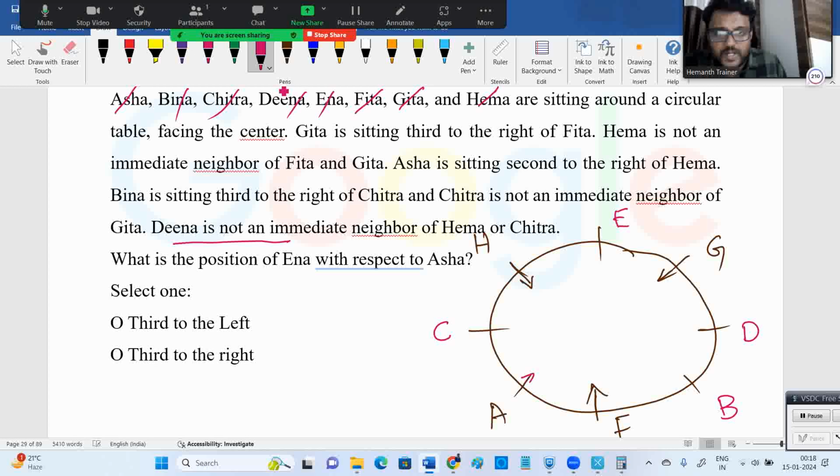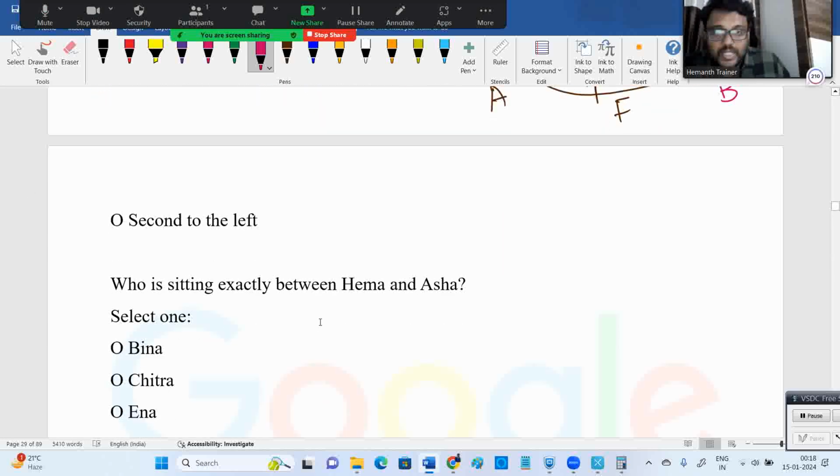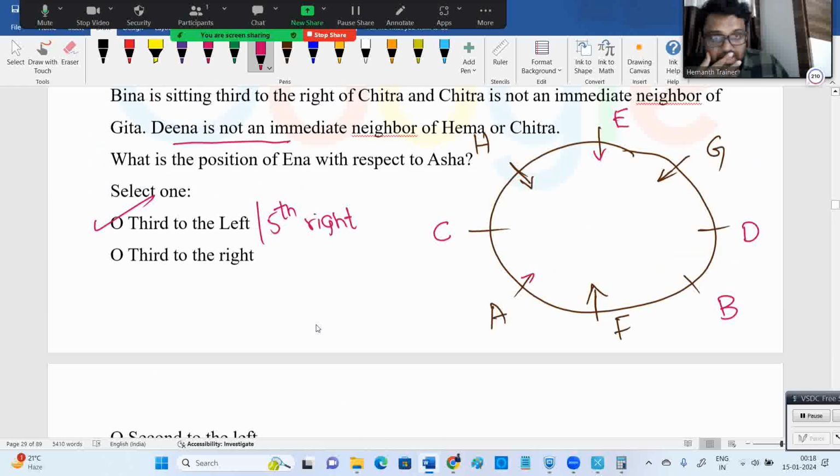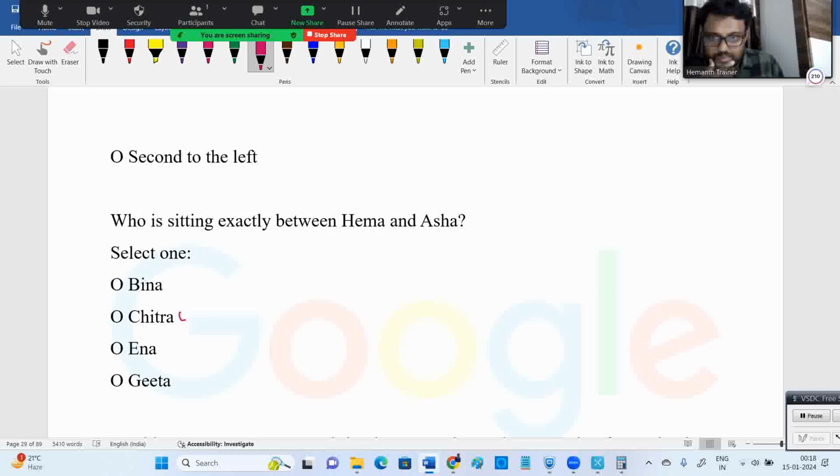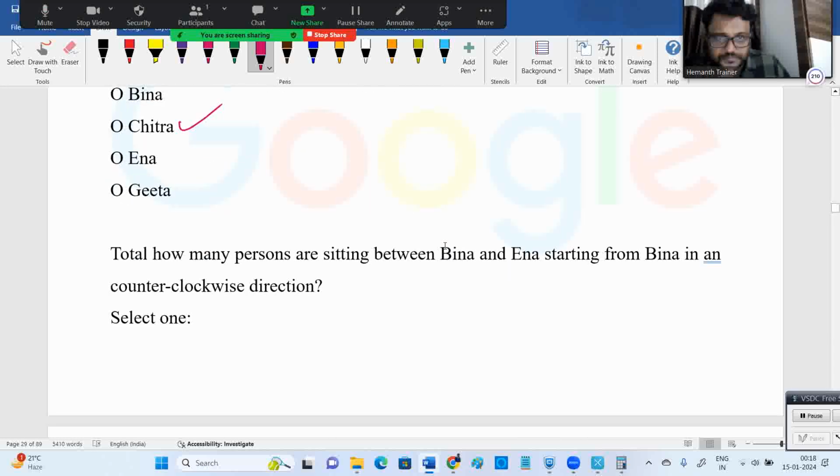Then what is the position of Ina with respect to Asha? Ina is 1, 2, 3, third left of Asha, or fifth right also correct. Total 8 people, right? Fifth right and third left both will come. From right side also I can go, from left side also I can go. Who is exactly sitting between Hema and Asha? It is Chitra.